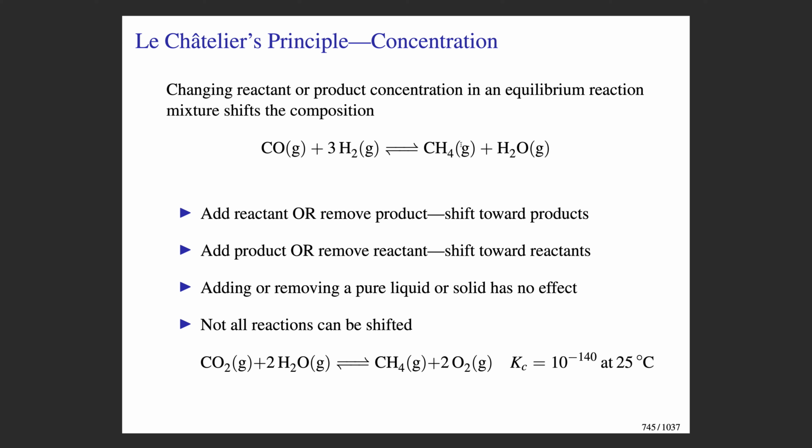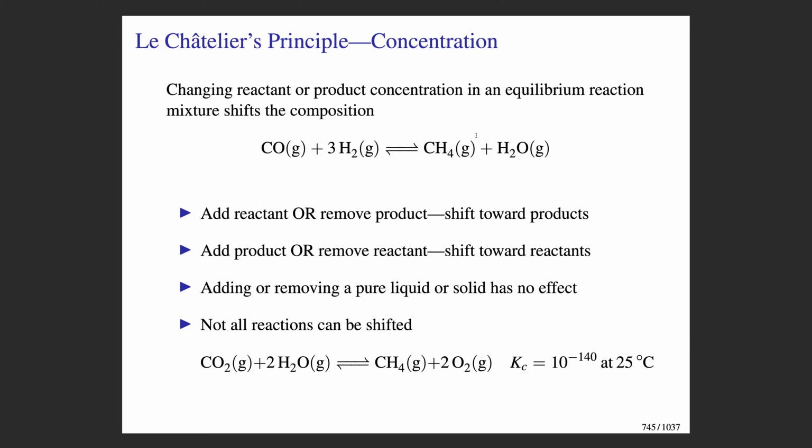So it shifts to the product side. If you increase the concentration of a reactant, it's going to drive or push the reaction a little bit more to the products. So if you were to add carbon monoxide, the amount of carbon monoxide in the mixture would increase, the amount of hydrogen would decrease a little bit, and the amount of methane and water vapor would increase. Okay, so dumping in some carbon monoxide is going to push the reaction a little bit to the product side.